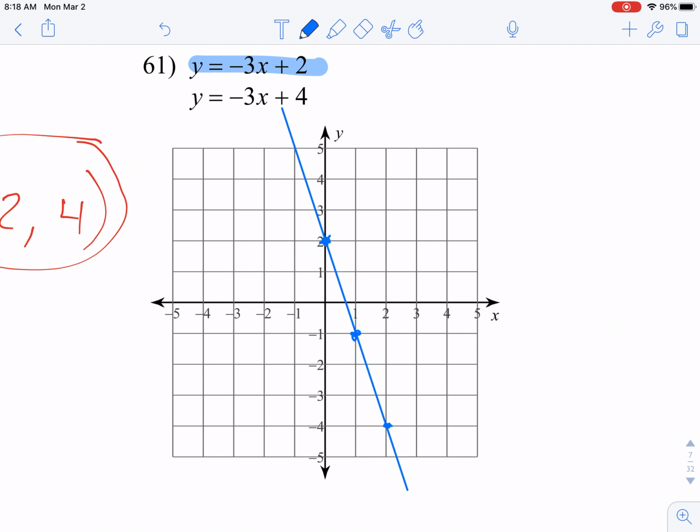And then we're going to switch to red so that we can do the other one. +4 tells me to start right here. Again, it's -3. So down 3 over 1. Down 3 over 1 again. And this time I'm going to, again, use a ruler and make sure that I have a straight line. And this time you notice that nowhere on the graph do they touch each other.